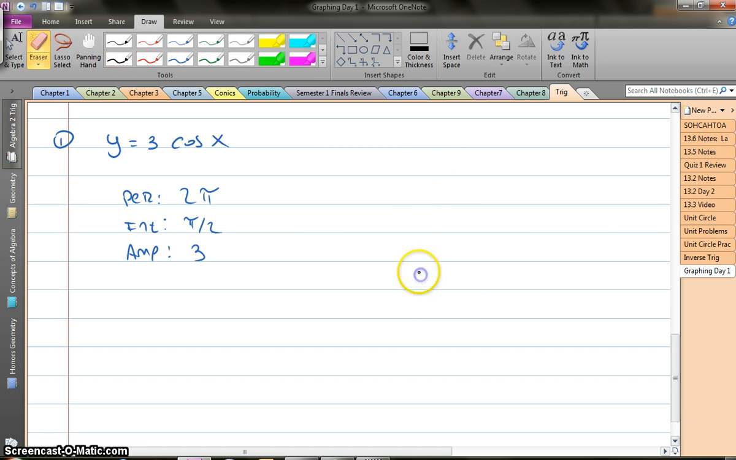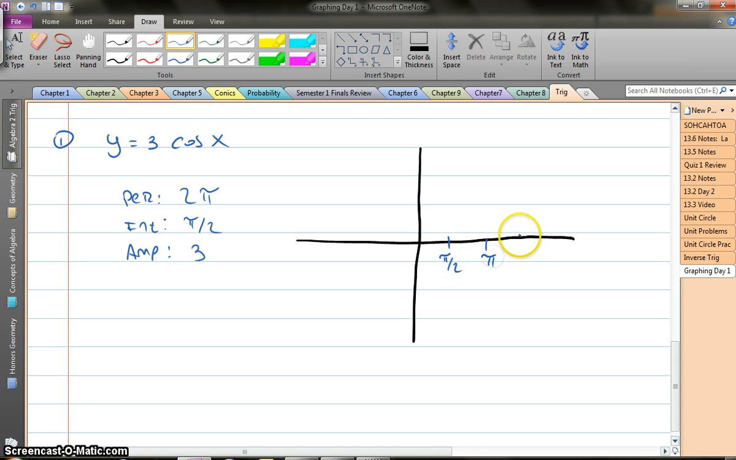So here's my graph. Oh, that's not a very straight line. There's my graph. Okay, my intervals are the same. We got pi over 2, pi, 3 over 2 pi, and 2 pi. Okay, and then I got negative 2 pi, negative pi, and negative pi over 2. I'm going to leave that one blank. We know what it is. I just don't want to squeeze it in there.